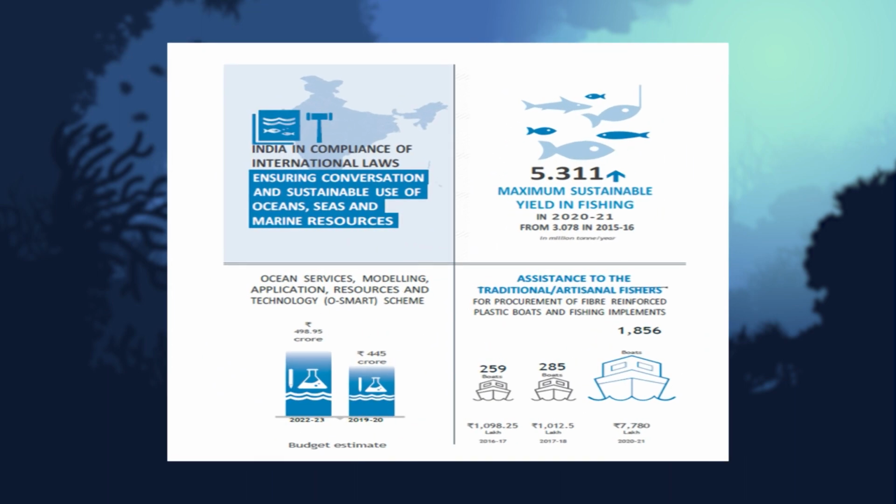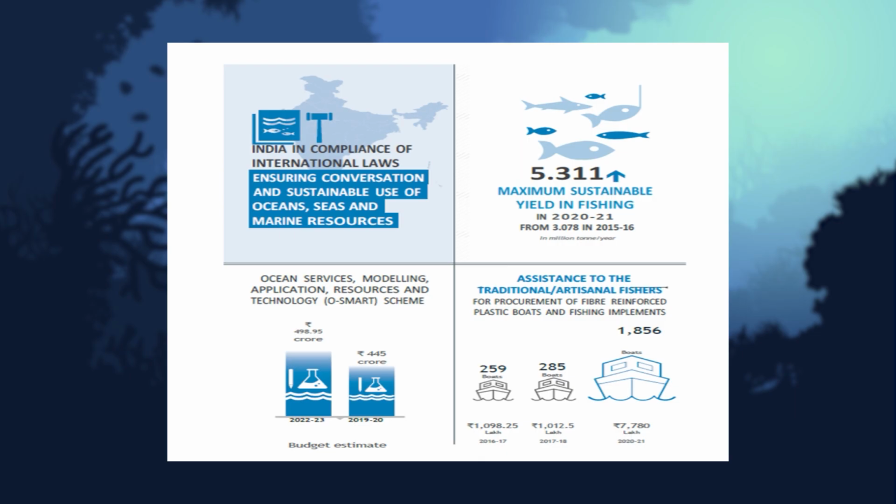So, when we look into the United Nations, UN global efforts, India is compliant with international laws, ensuring conservation and sustainable use of oceans and marine resources. We are part of those global efforts, taking key roles when we talk about maximum sustainable yield. Here you will see in 2015-16 it is 3.07 million tons per year. Now it is 5.311 million tons per year in 2021. So, a positive impact is going on in progression.